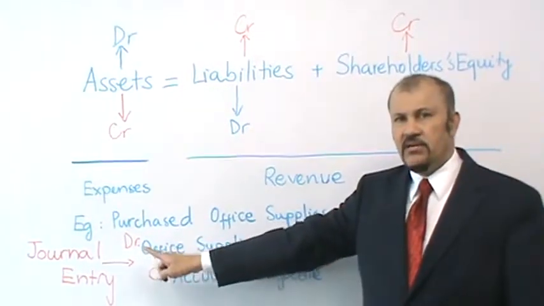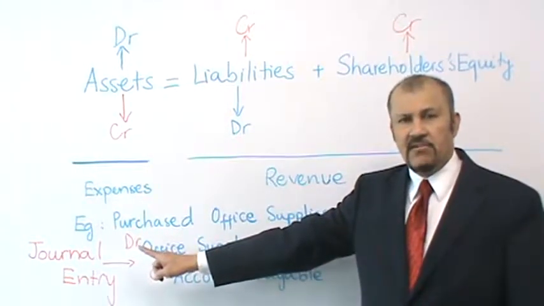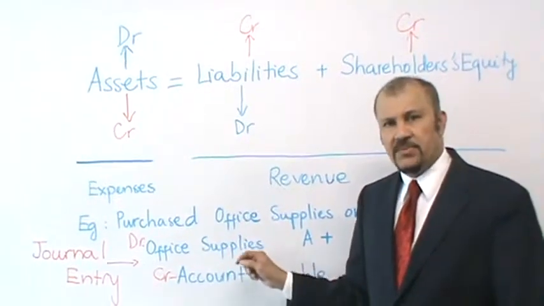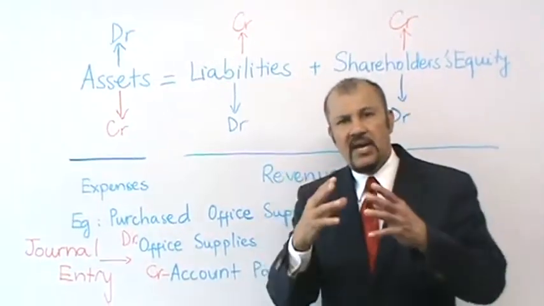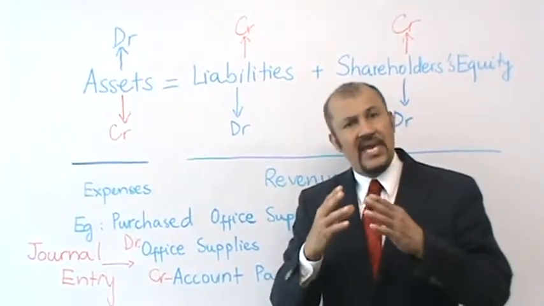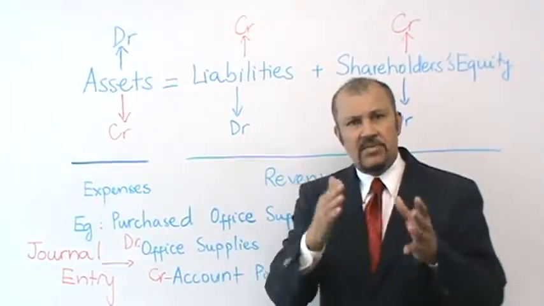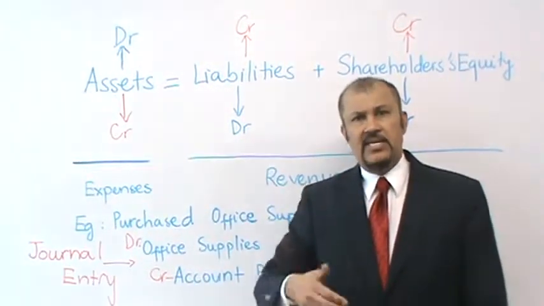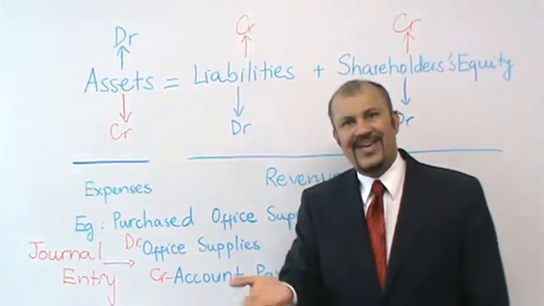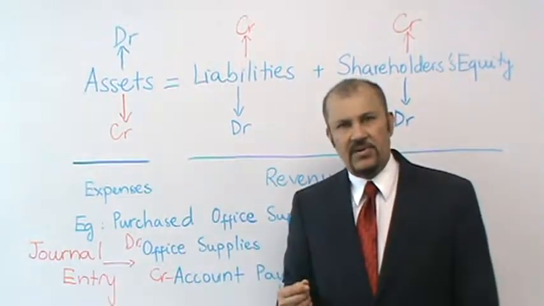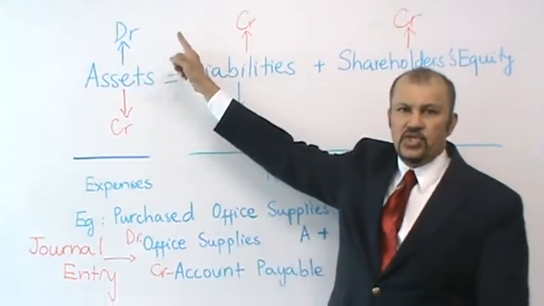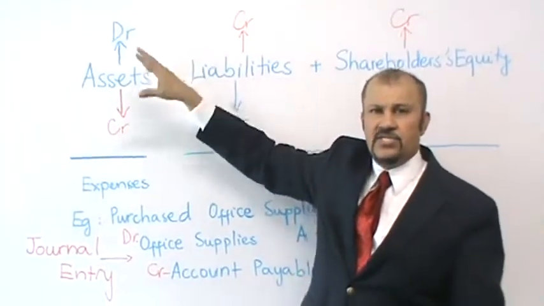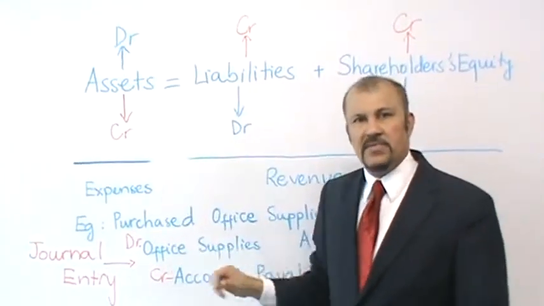So you'll see down here I have the word debit, DR for short, and then I have the account office supplies. So when you combine the word debit with any asset account, in this case debit office supplies, it means only one thing, and that is you're telling me that that office supplies account has increased in value. So coming back to the chart, I have shown above asset, an arrow going up, and the word DR. It's just a shorthand version of trying to remember this.